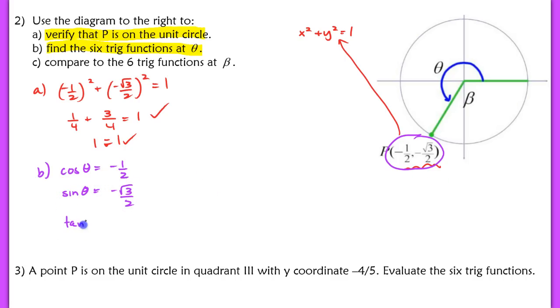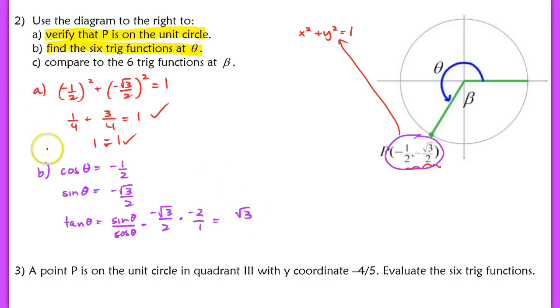And the tangent of theta is the sine of theta over the cosine of theta, which is just going to be negative root 3 over 2 divided by negative 1/2. Now, we know that dividing by this fraction is the same as multiplying by its reciprocal, so I'm going to multiply that by negative 2 over 1. And these negatives will cancel out, leaving me with positive root 3. So the tangent of theta is simply root 3.